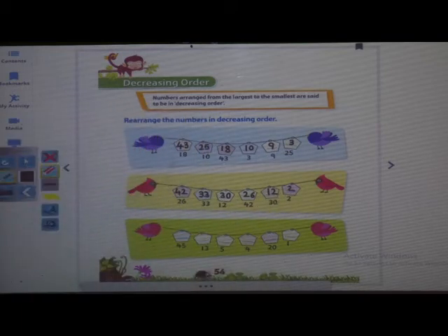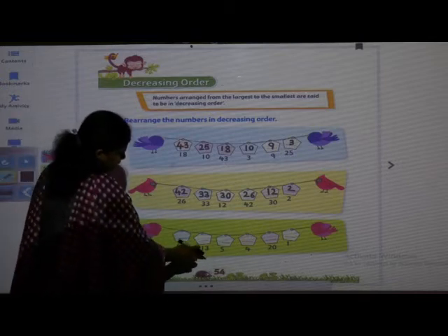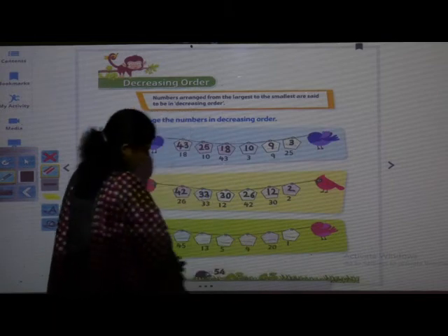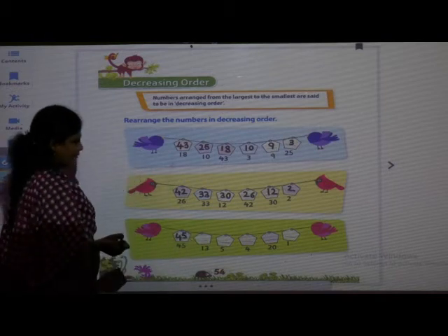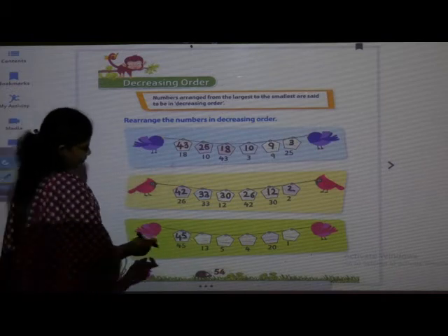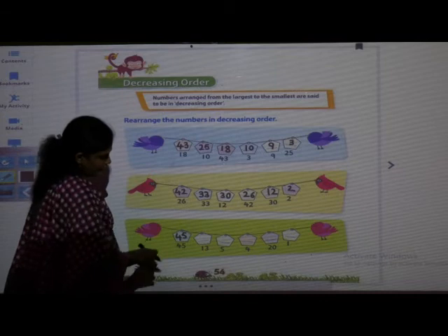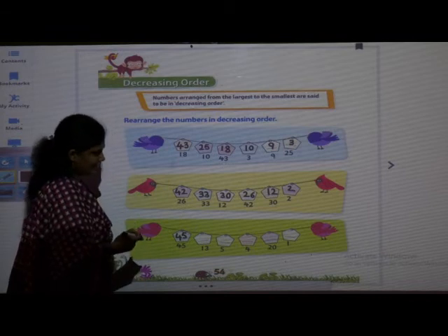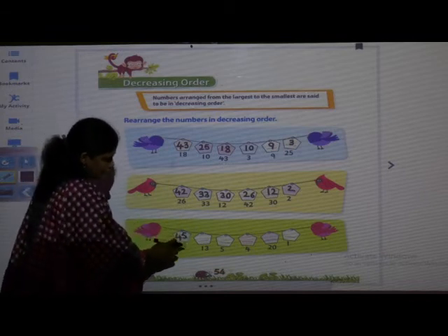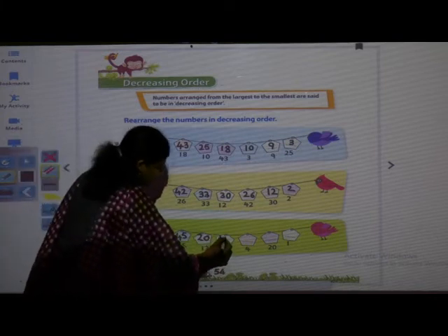Okay. In this way you have to write numbers in decreasing order. 45, 13, 5, 4, 20 and 1. Here you have to write first the largest number. Yes, 45. Now the numbers which they have given, we have to see and write the next smaller number. After 45, the number which will come will be smaller than 45. So 20. After that 13.